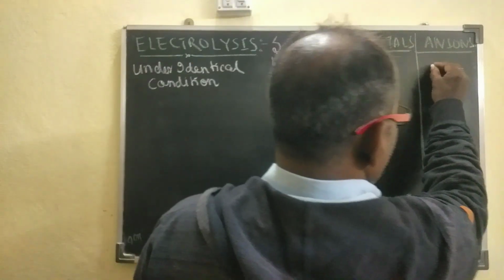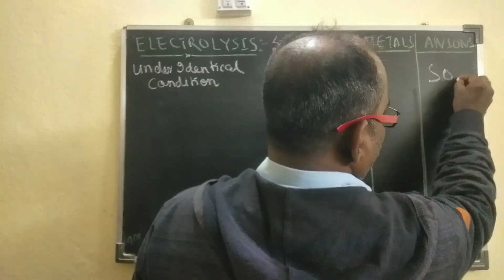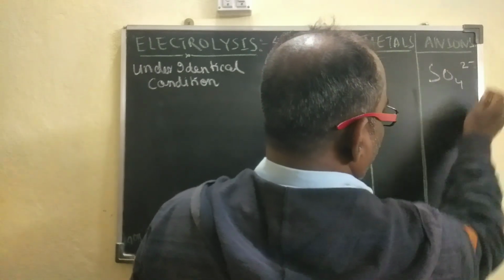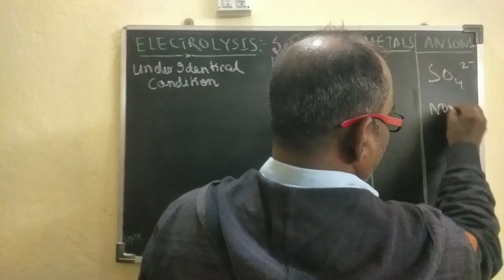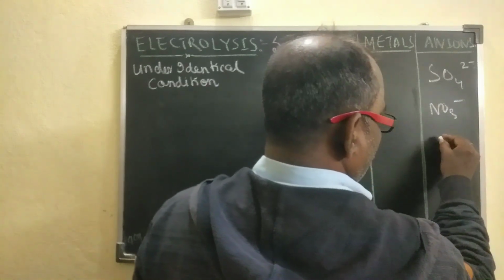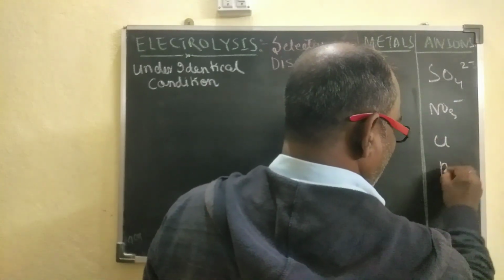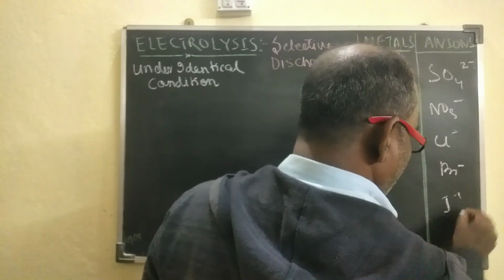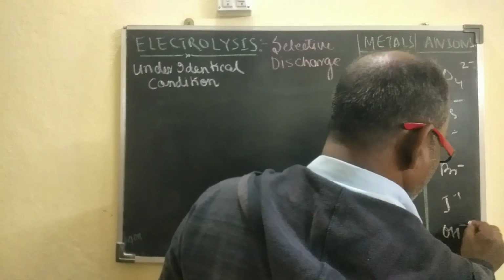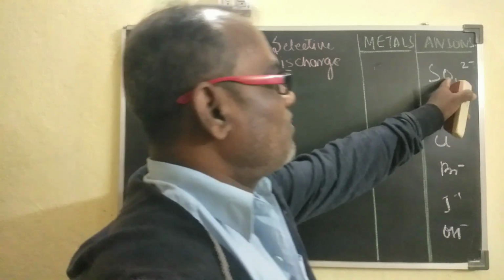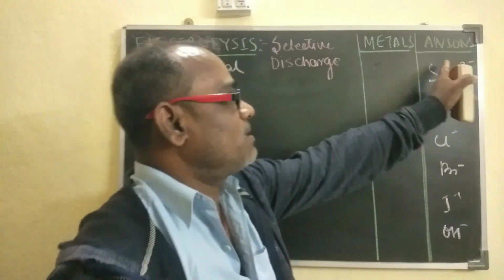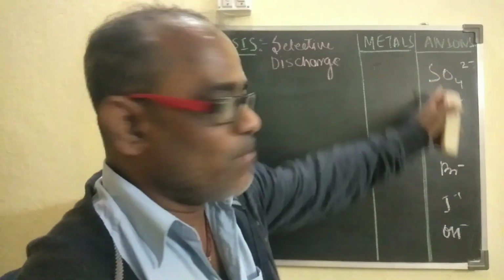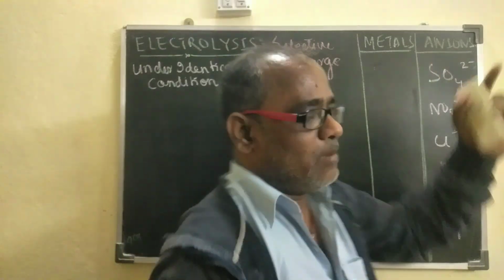The very first thing is sulfate. You can write here SO4 2 minus, then nitrate NO3 minus, then chlorine, bromine, iodine, OH. So these are the electrochemical series in anions. So this you must remember from the anion part.